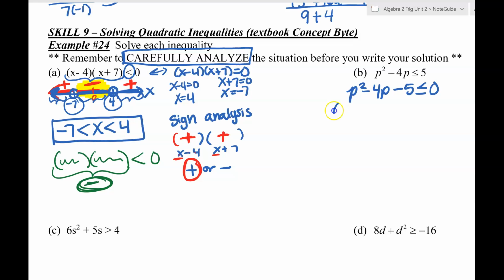Now you guys need to work on your factoring. I'm going to factor this. If you don't know how this factored, you should pause the video and you should be factoring on your own to make sure you get the same thing. Okay. And remember, your factors give you key values.